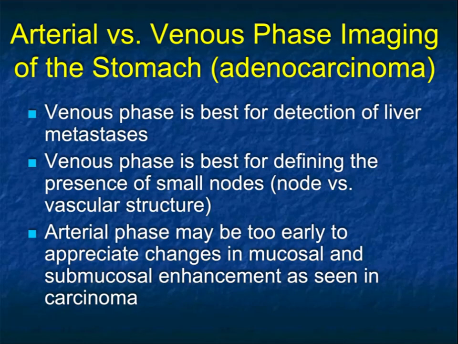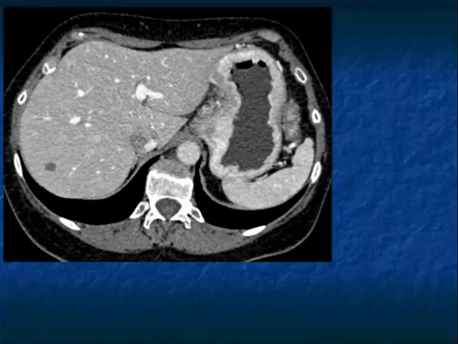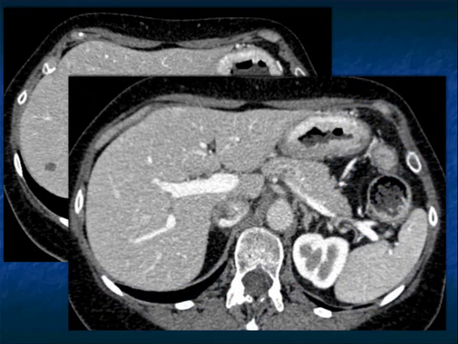It's also helpful for distinguishing nodes from vascular structures, and arterial phase may be too early to appreciate subtle changes in the mucosa-submucosa enhancement pattern. And here's just a good example. It's early, good bolus on the left, but when you want to look at the changes between mucosa and submucosa in this infiltrating tumor, it's best seen on the venous phase imaging.